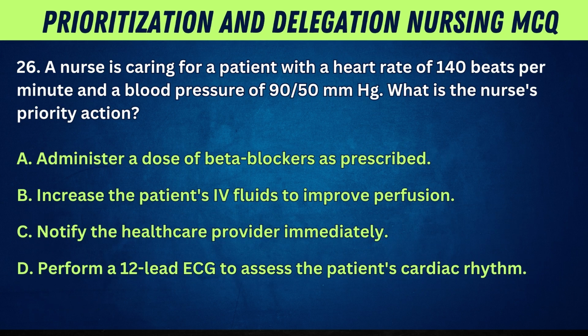26. A nurse is caring for a patient with a heart rate of 140 beats per minute and a blood pressure of 90/50 millimeters of mercury. What is the nurse's priority action? A. Administer a dose of beta blockers as prescribed. B. Increase the patient's IV fluids to improve perfusion. C. Notify the healthcare provider immediately. D. Perform a 12-lead ECG to assess the patient's cardiac rhythm.